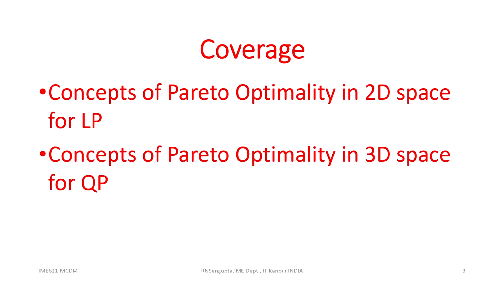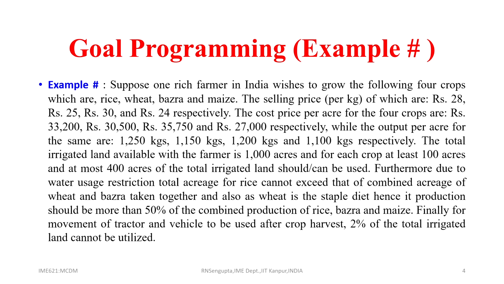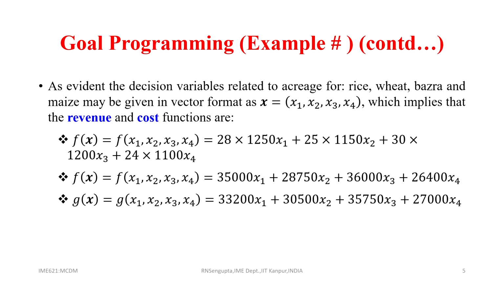We will consider the concepts of Pareto optimality in 2D space and Pareto optimality in 3D space, and try to highlight that with examples. So, the problem was a rich farmer in India growing 4 crops, rice, wheat, bajra and maize, with selling price and cost price given, then output per acreage for these 4 crops given, and all the constraints given. Based on that we had the revenue and cost functions, and revenue minus cost will give you the profit, remember that. Now, we come to the constraints.